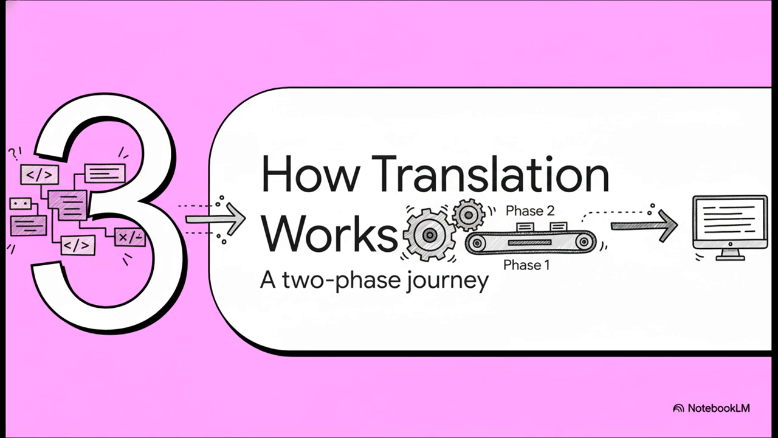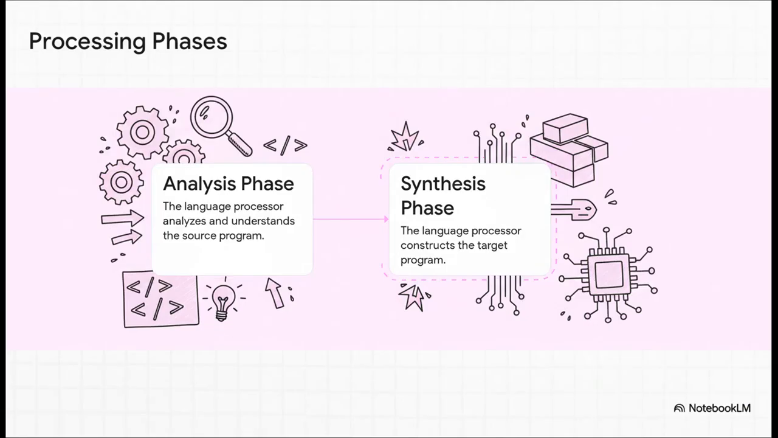Okay, so we have our translator, but how does it actually do its job? It's not just some magic trick. It's actually a really methodical two-part journey that every single line of your code goes on. First up, you have the analysis phase. This is where the processor just tries to understand the source code, breaking it down to figure out what we're asking it to do. And only when it's totally sure it gets the instructions, it moves on to the synthesis phase. This is where it actually builds the new machine code version.